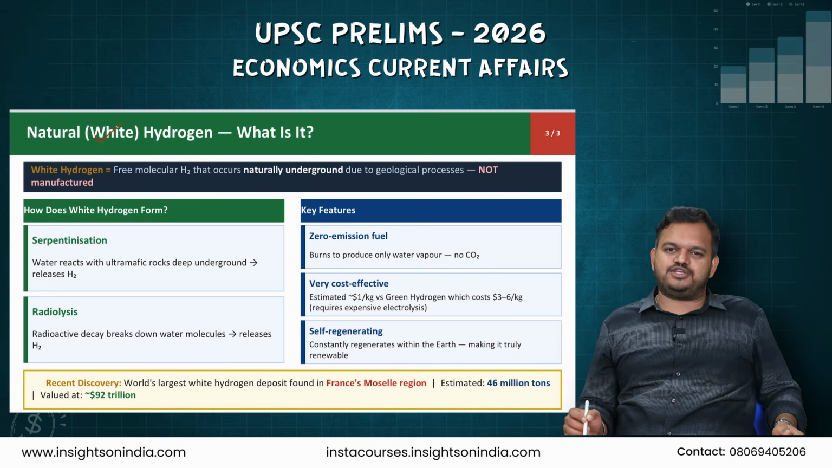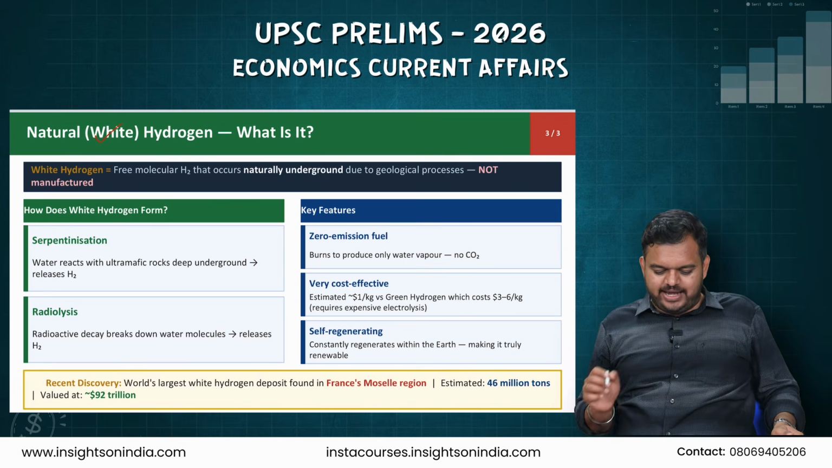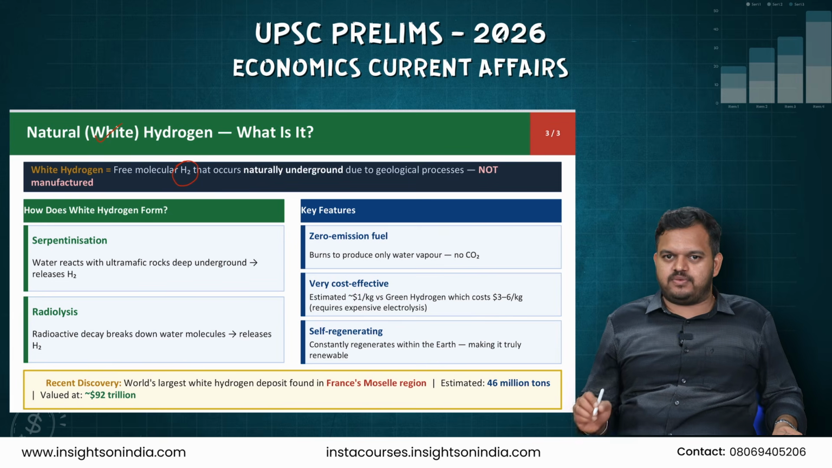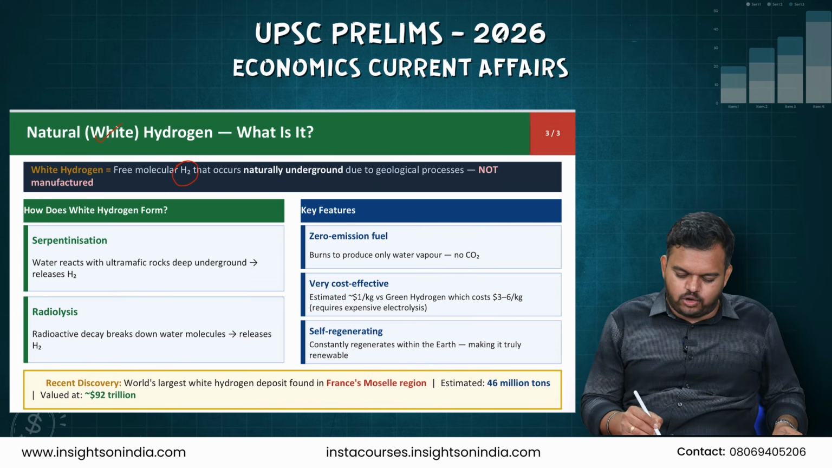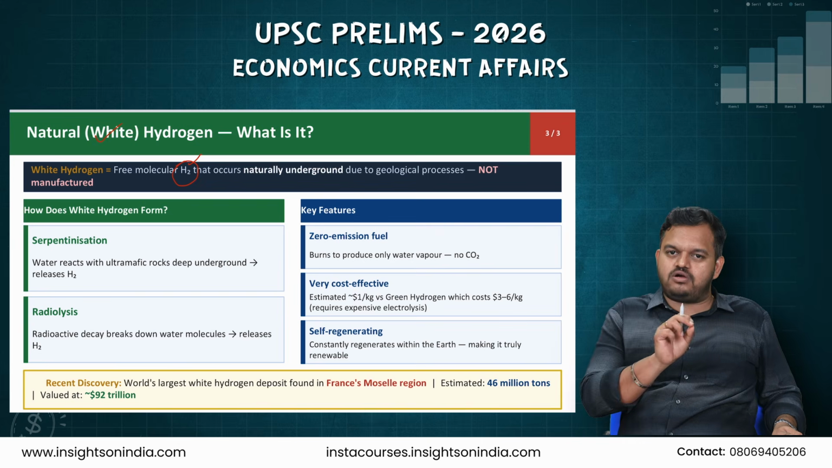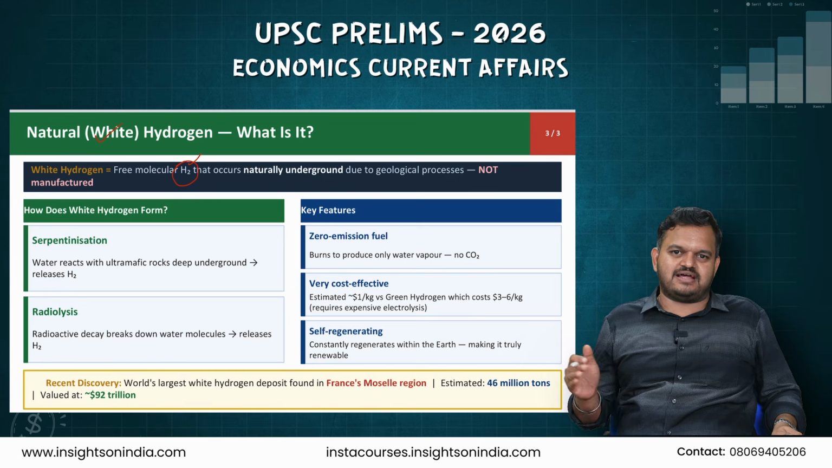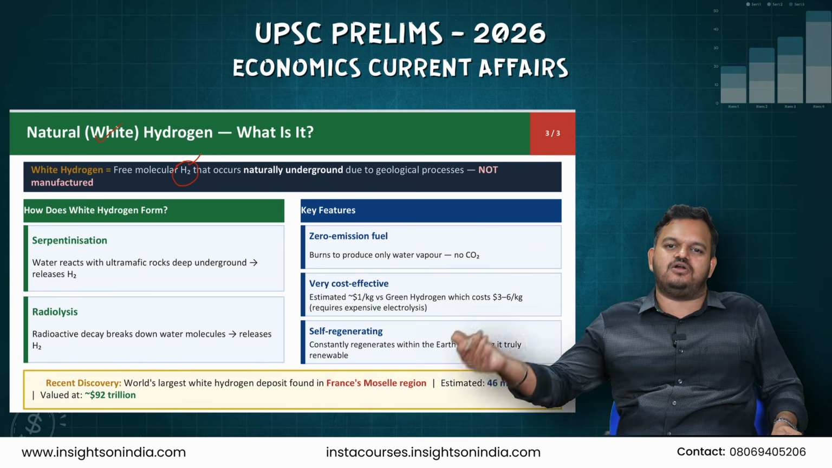So, this is natural hydrogen, where hydrogen is found in the free molecular form, not in the form of H2O, but in the free molecular form. So, you do not have to do any processing to separate hydrogen from any other molecule, rather you just have to extract and use it, that's all.